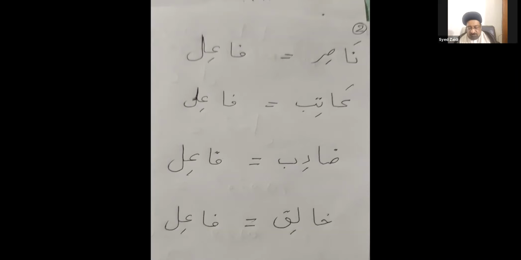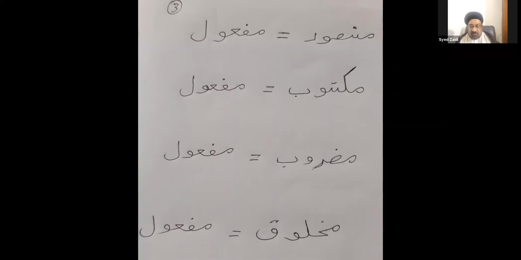Now, for example, Mansur, right? Once you see, I'll give you a little bit more examples where you see maf'ul, for example, Mansur or Maktub or Madrub or Makhluq. Now, what have you done here? You know that the word Mansur comes from the word Nasr, which means to help.